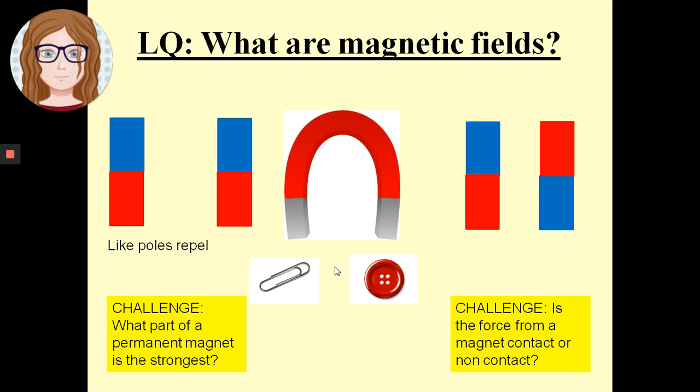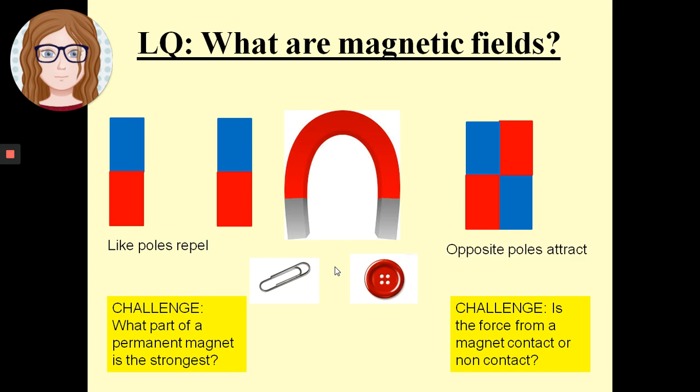On the other side, we've got the opposite poles lined up. Blue is next to red and red is next to blue. So if we put those together, they come together, they stick together because opposite poles attract. Now our horseshoe magnet in the middle, if we put that near to our paper clip, the paper clip will be attracted, but the button won't. That's because paper clips are made of steel, which is a magnetic material, and buttons aren't.